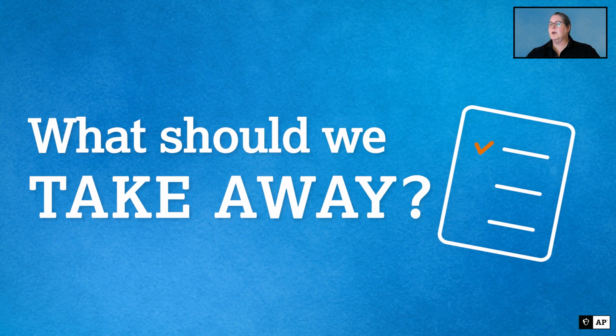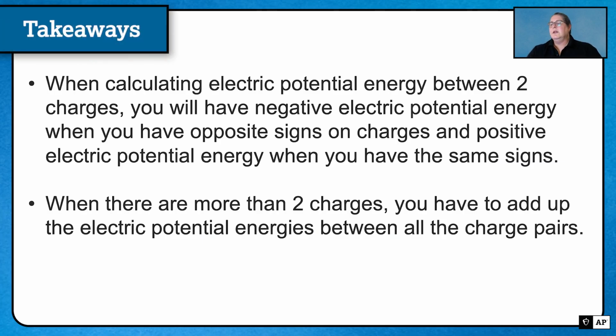So what should we take away? When calculating the electric potential energy between two charges, you will have negative electric potential energy when those charges are opposite, and you will have positive electric potential energy when you have the same charges. And when you have more than two charges, you have to add up the electric potential energies between all the charge pairs.